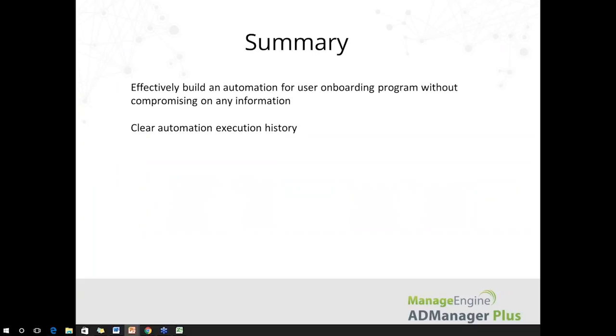And just a quick summary as to what we've done so far: we effectively built an automation for user onboarding programs without compromising any information, without bypassing, without eliminating, without overlooking any information. We have built an effective automation to onboard programs. And the second important thing is clear automation execution history. We don't let things just happen all by itself. We tell you when it started, what's the current situation, where's the problem right now.